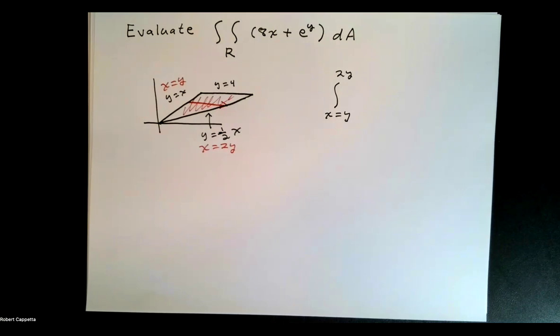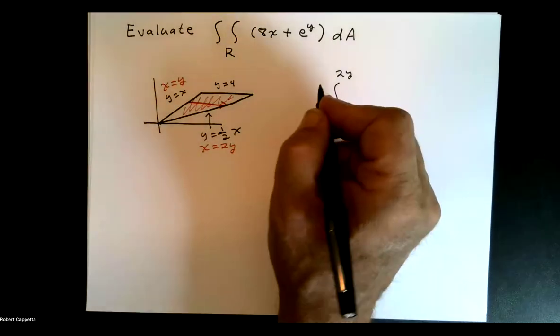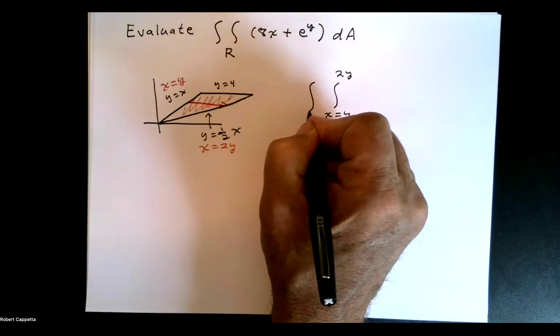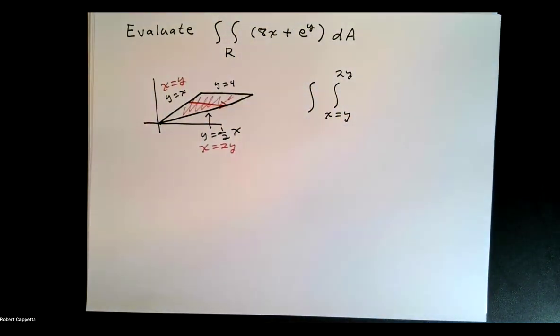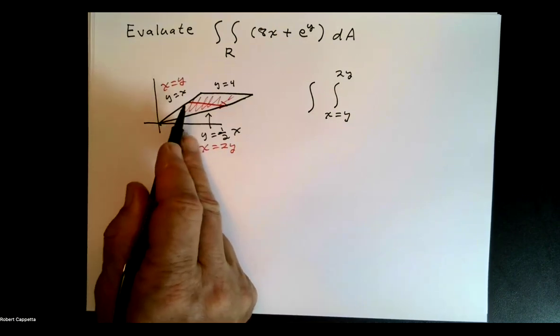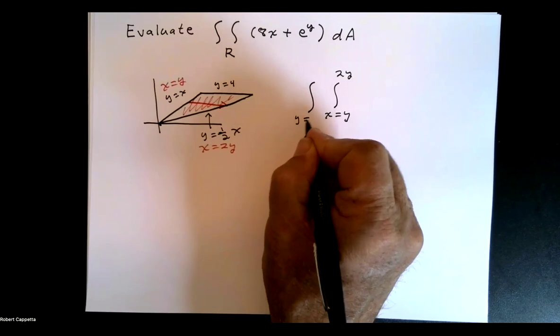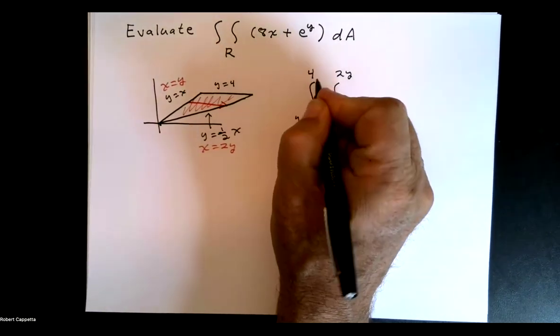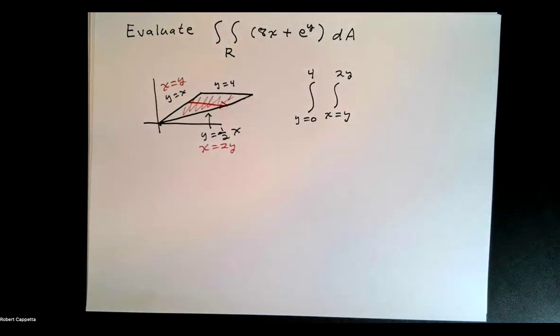And now we collapse everything onto the y-axis and ask ourselves, what's the lowest y value we see? And what's the highest y value we see? Well, I hope it's obvious that the lowest y value we see is 0 and the highest y value we see is 4. So that will be our region.